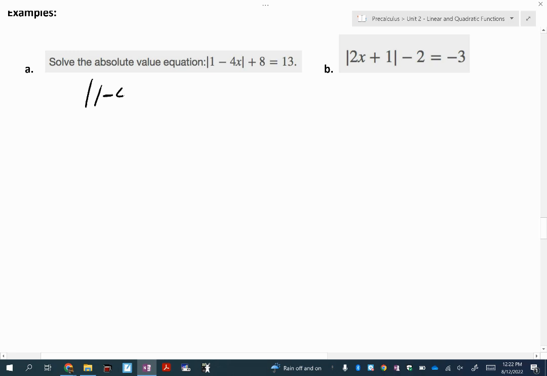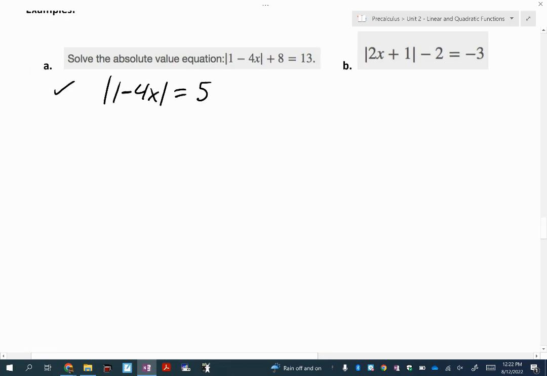So I'm going to do 1 minus 4x is still in there. 13 minus 8 is 5. So this is isolated. Now I set up two equations. 1 minus 4x equals 5, or 1 minus 4x equals negative 5. Because if that's true, when I take the absolute value of it, I will get a positive. So that's why you have two possibilities for answers here.